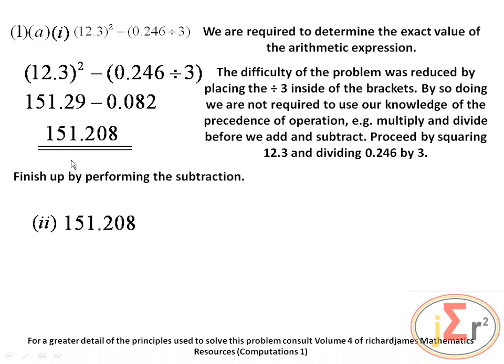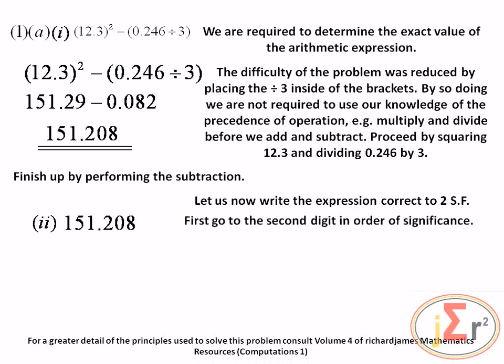We are required now to write our answer correct to two significant figures. So we are going to write the expression correct to two significant figures. First, go to the second digit in order of significance. Two significant figures, so we are going to go to the second digit in order of significance. Right, that is the 5. That is the second digit in order of significance. And that is where we are going to focus.